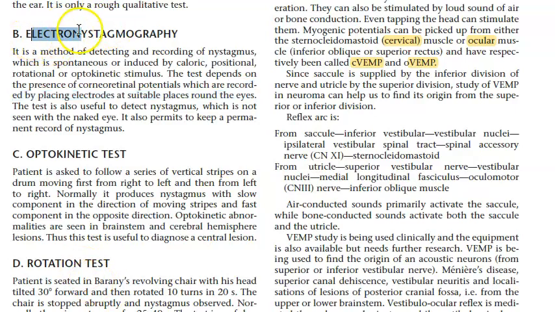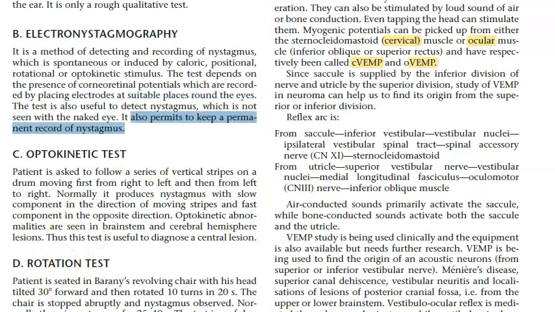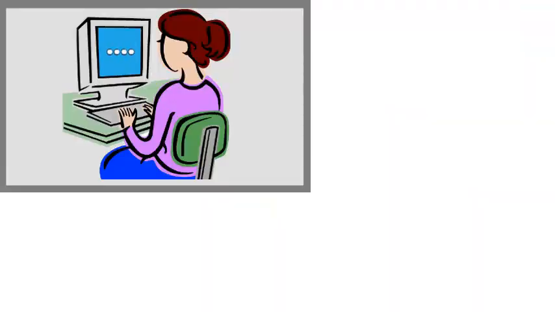That is why in electronystagmography, what they are doing, they are using electrodes around the eyes and measuring all this. Of course, right? Who can sit and measure? It's quite difficult, right? So obviously, you can also take a recording of this electronystagmography, which will be even better, right? Guys, so we are done with caloric test.